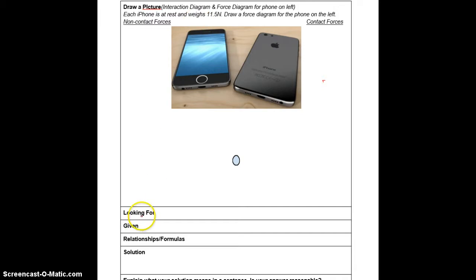Okay, we're going through our problem solving steps. What are we looking for? I'm trying to make an interaction diagram. I'm given that the phone weighs 11.5 newtons, another way of saying force of gravity, and they're at rest, so I know the net force is equal to 0. An important relationship is that the net force is equal to the sum of forces.